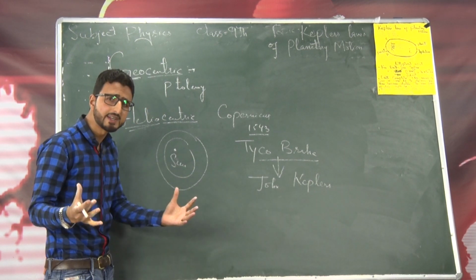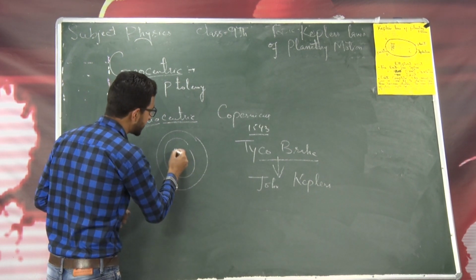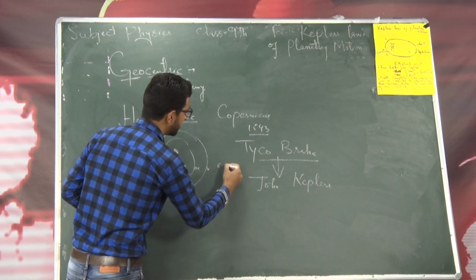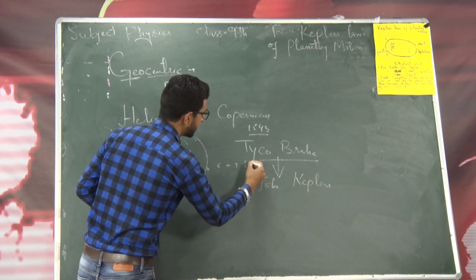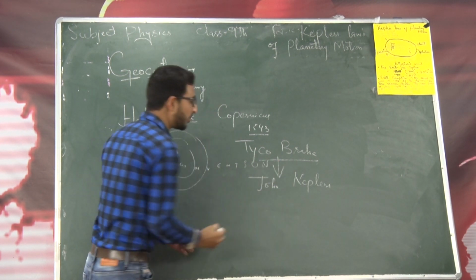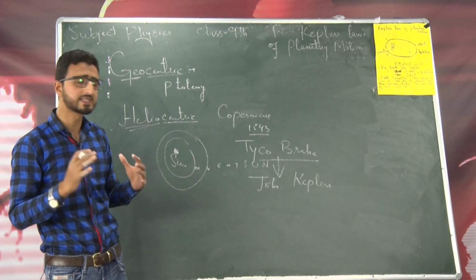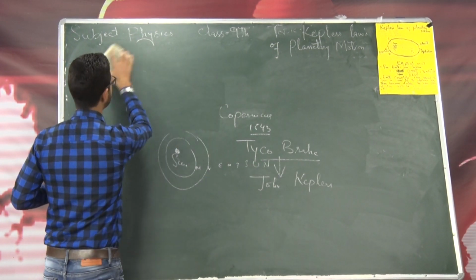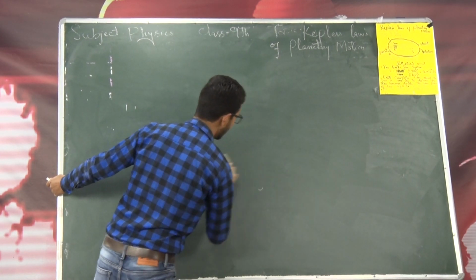We have 8 planets in our solar system. The sun is the center of the solar system, and the planets are Mercury, Venus, Earth, Mars, Jupiter, Saturn, Uranus and Neptune. All these planets revolve around the sun as per Kepler's laws of planetary motion. Let us discuss these three laws one by one.